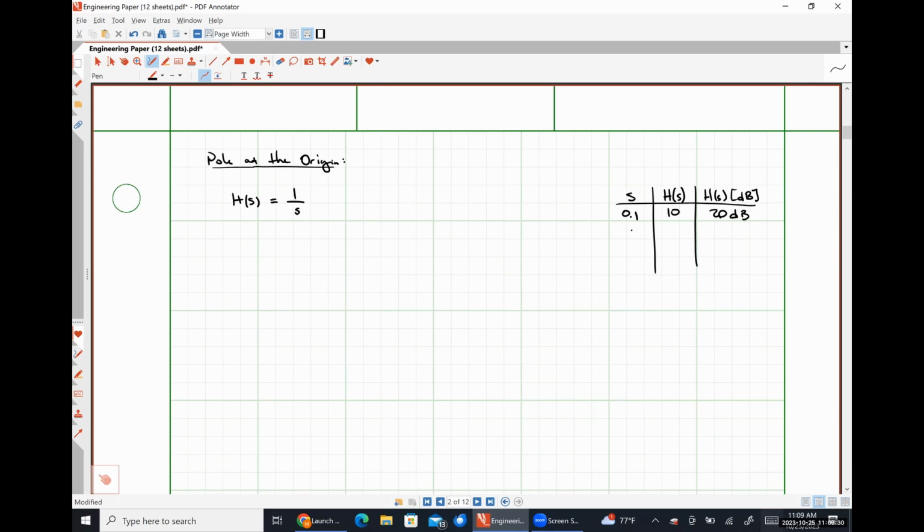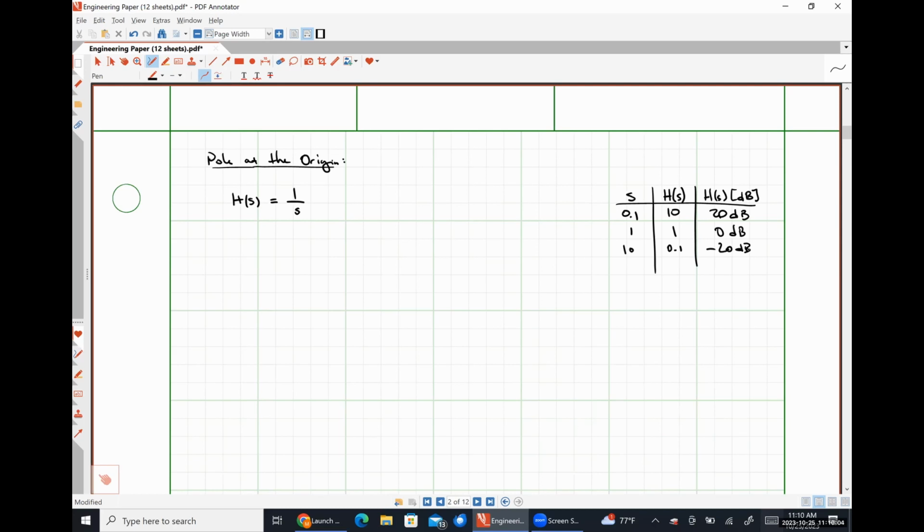What if s were 1? What would H of s be? 1. What's 20 log of 1? 0 decibels. What if s were 10? What would H of s be? 0.1. What would 20 log of H of s be? Negative 20 decibels. So it should be fairly obvious that we have a linear relationship going on right here.